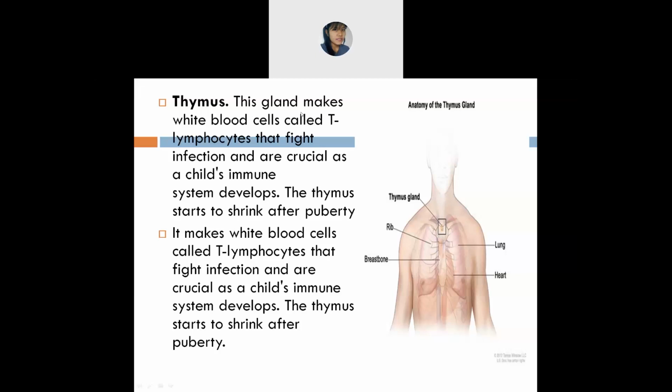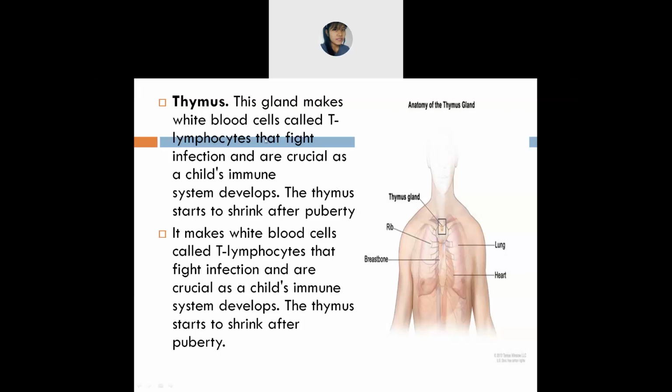So now let's see about the thymus gland. What will this gland do? It makes white blood cells, WBC, which are known as T lymphocytes. These T lymphocytes are mostly responsible for your immune system. Immune system means they help you in protecting from various kinds of disease. They will fight back against virus and bacteria, which are harmful for your body.